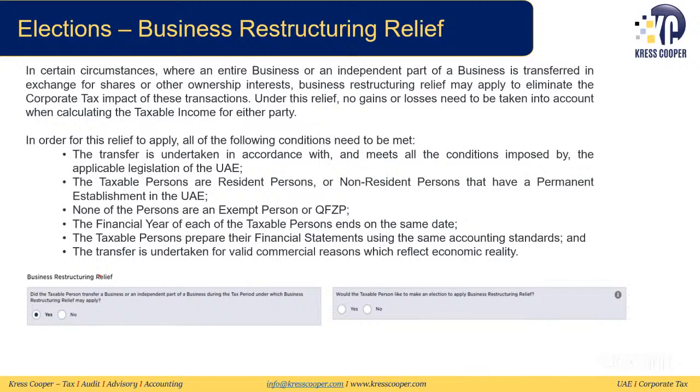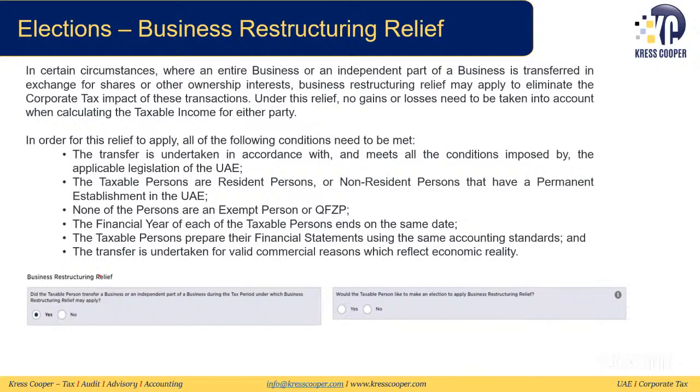Under this relief, no gain or losses will be taken into account, and it is a tax neutral transaction when we are calculating the taxable income of either of the parties. But there are certain conditions that need to be met for this relief to be applicable to you. What are those conditions? The transfer has to be undertaken in accordance with and meet all the conditions imposed by the applicable legislation of the UAE.